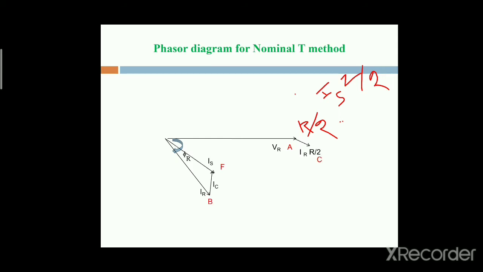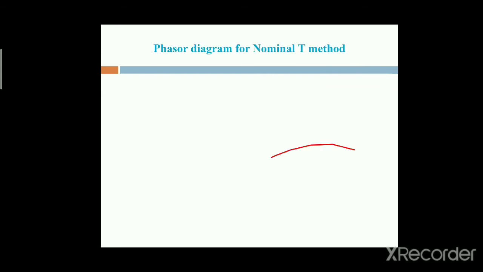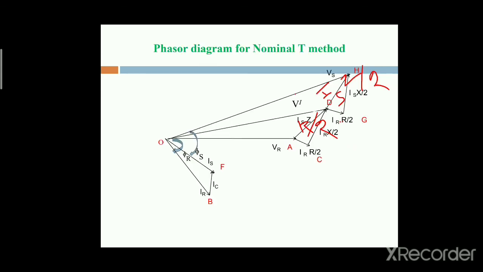In that phasor diagram, first taking VR as the reference phasor, we draw the IR current at its angle, then at an angle of 90 degrees we draw the charging current, that is the IC. By the sum of these currents we obtain the Is, that is the sending end current.